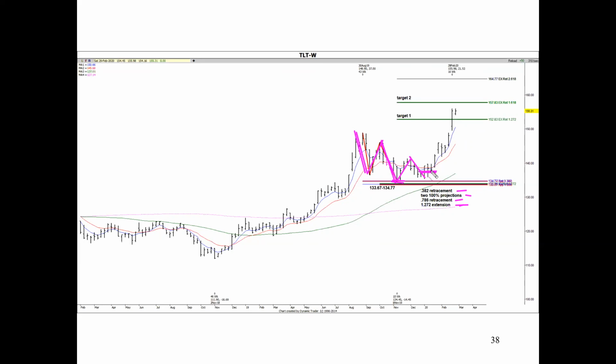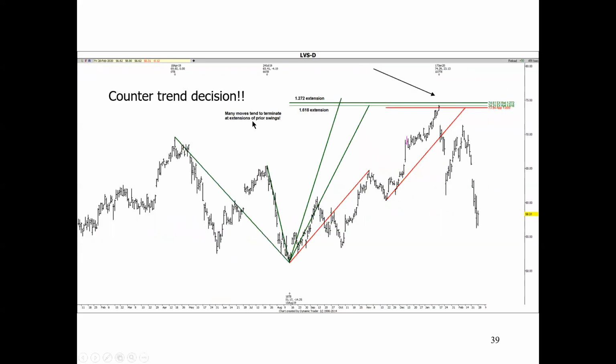So once there were renewed buy signals, we went back in on the buy side, and we did make 2 targets on the upside, because the high was made actually, I think, a couple days ago. So that's the TLT example. And then we've got a counter trend decision in LVS as an example.